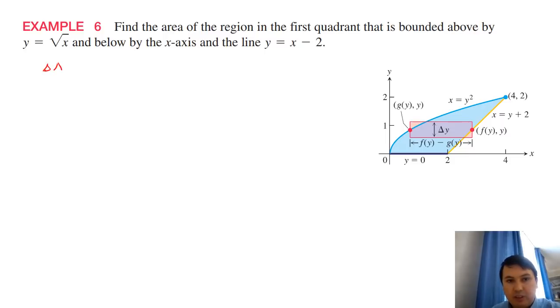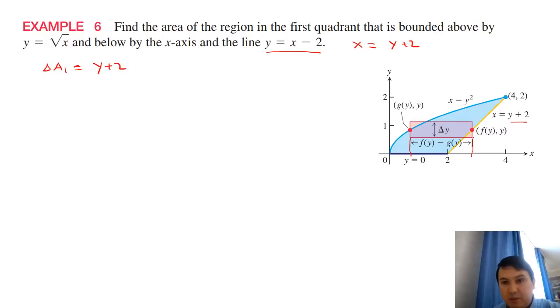Our small area A is roughly the difference between the yellow and the blue. But what is the yellow one? Well, it's y is equal to x minus 2, but I need to solve for x, because I need to compare their x-coordinates. So you solve for x, it becomes y minus 2, so, sorry, y plus 2. So this is going to be y plus 2.